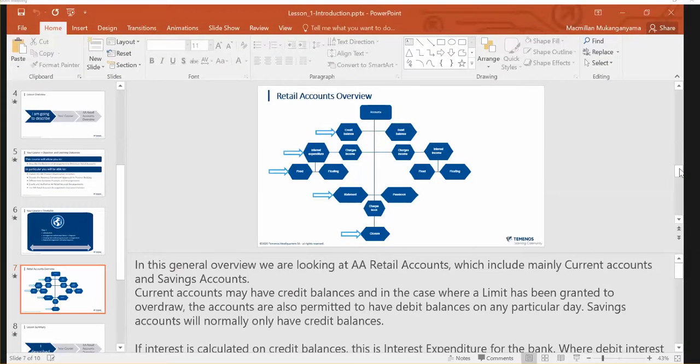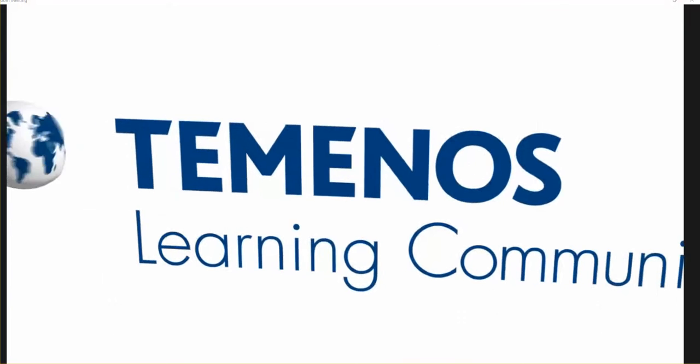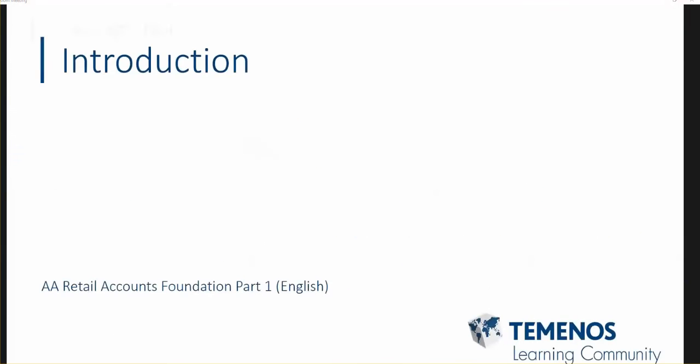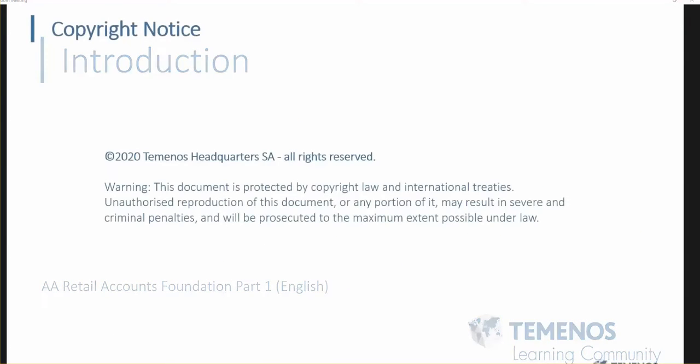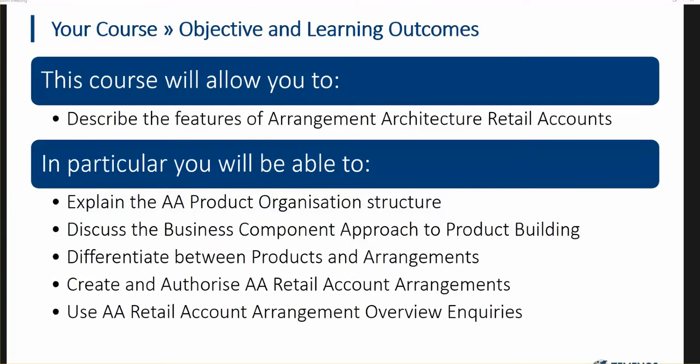Okay, so we are now starting lesson 1 on retail accounts. In lesson 1, we're just doing an overview of this half-day course, what we are going to look at, and then the AA retail account overview. We're trying to see some of the differences between AA retail accounts and AC accounts that you're using today. So the features of arrangement architecture we'll describe.